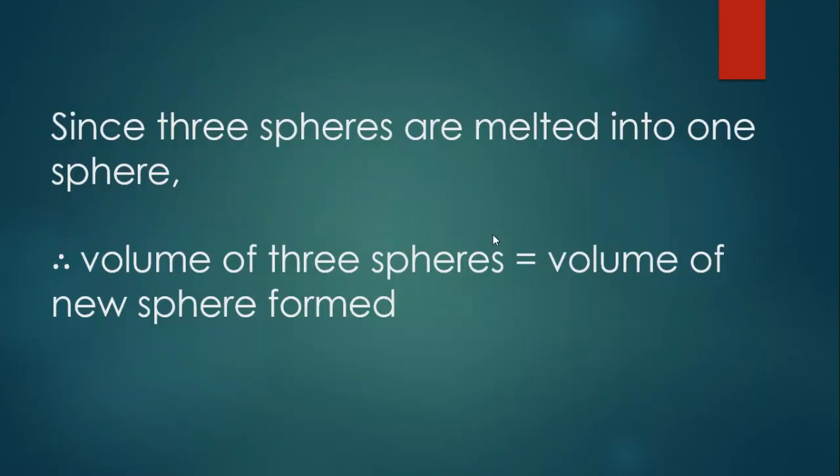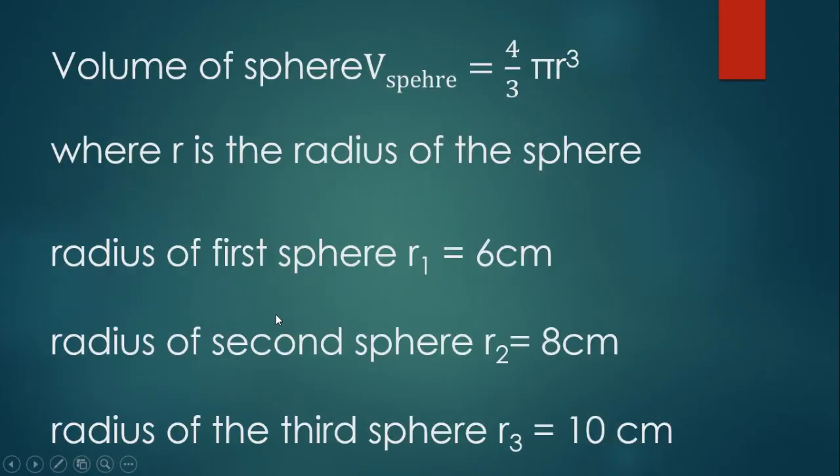Now, since three spheres are melted into one sphere, the volume of the three spheres is equal to the volume of the new sphere formed. What do we know here? Volume of the sphere is 4/3 pi r cube, where r is the radius of the sphere. The radius of the first sphere, r1, is 6 centimeters. Radius of the second sphere, r2, is 8 centimeters. Radius of the third sphere, r3, is 10 centimeters. It is given in the problem.